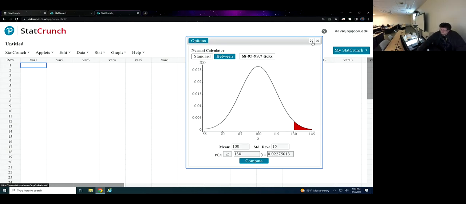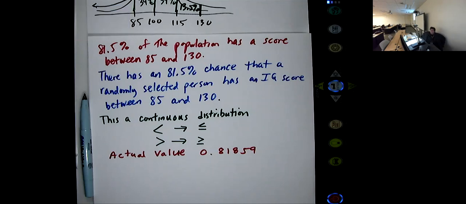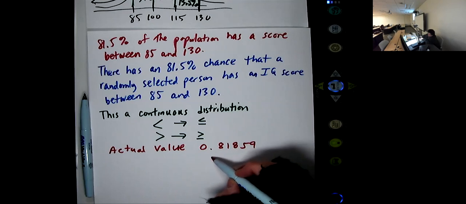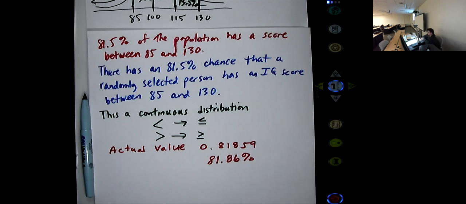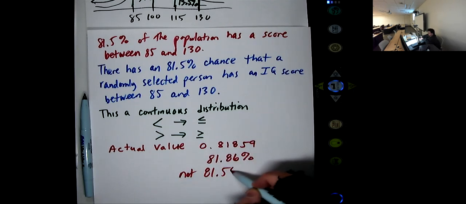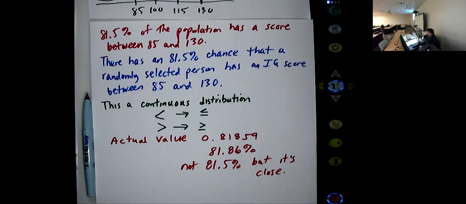Let's come back to the document camera. So the actual value we had was 81.859. If I rounded that and made a percentage out of it, I got like 81.86%. Which is not 81.5, right? But it's close. So the empirical table is not exact.